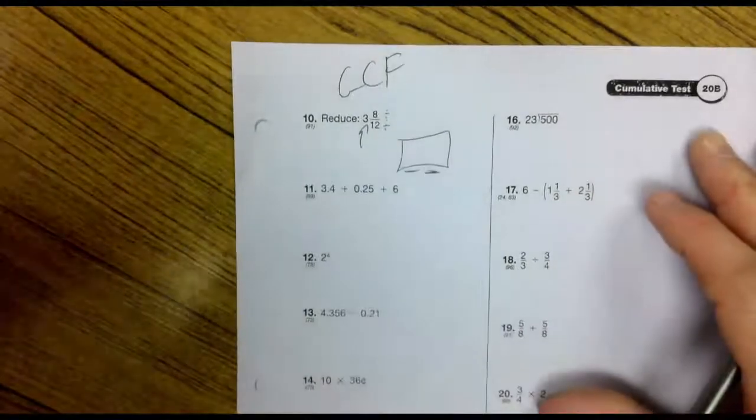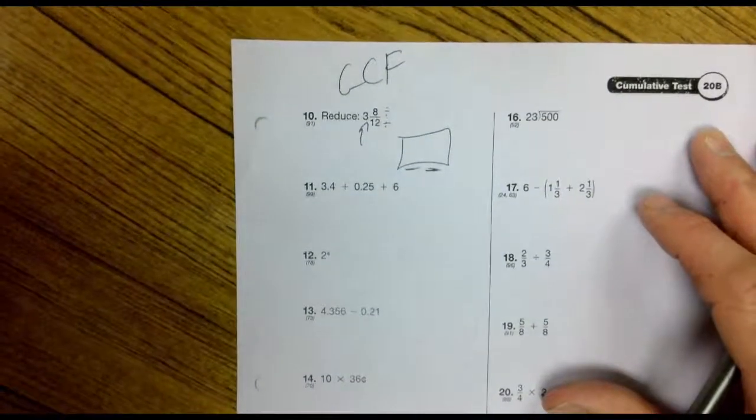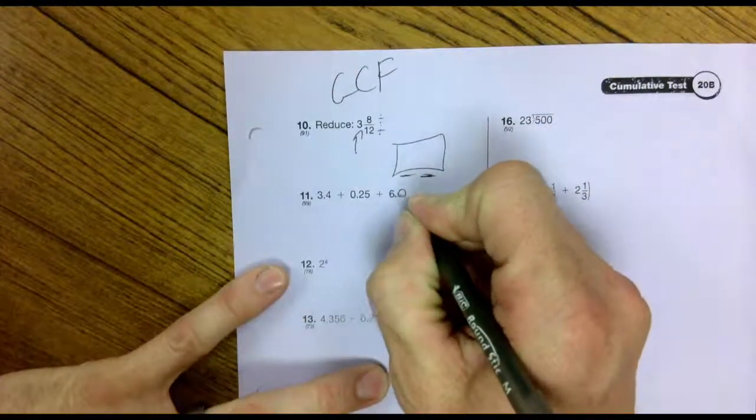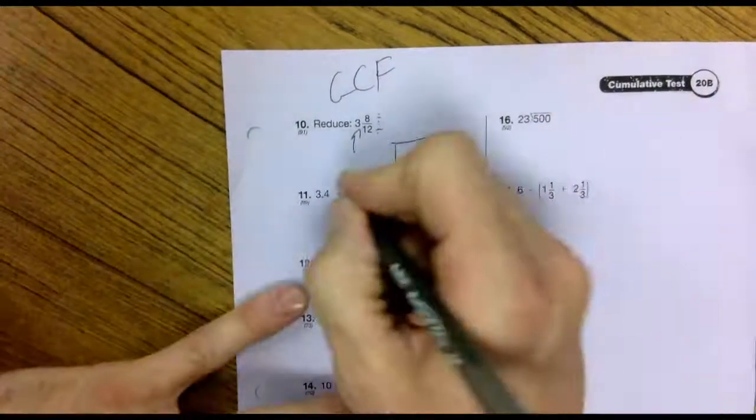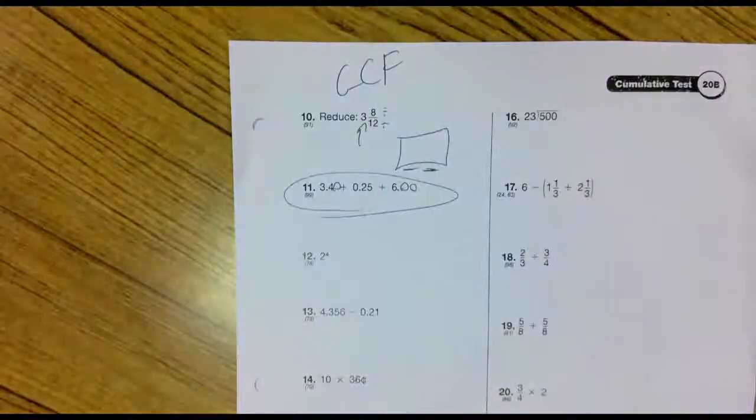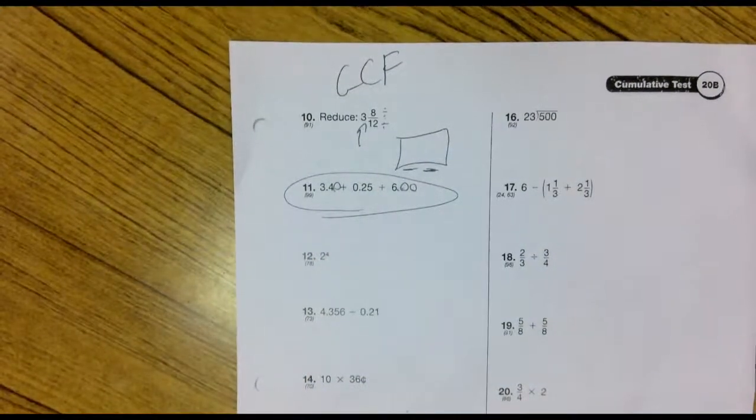Number 11, 3.4 plus 0.25 plus 6.00. I'd add those in there. Maybe I add another 0 here. Then I'm thinking to myself, say it with me, line up the decimal points.